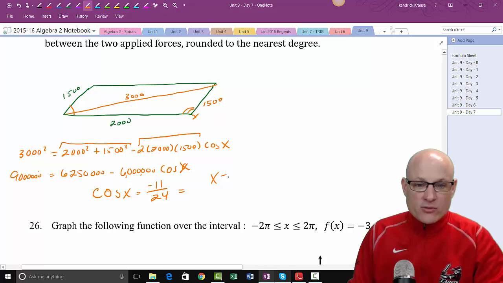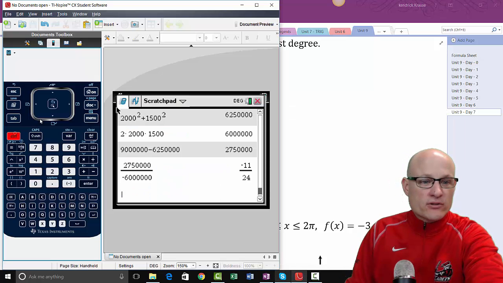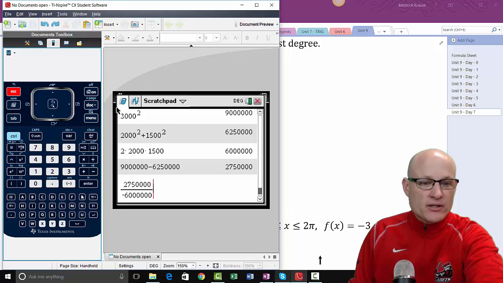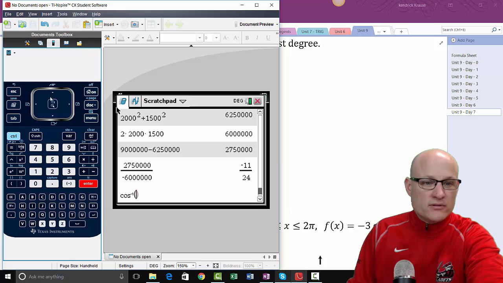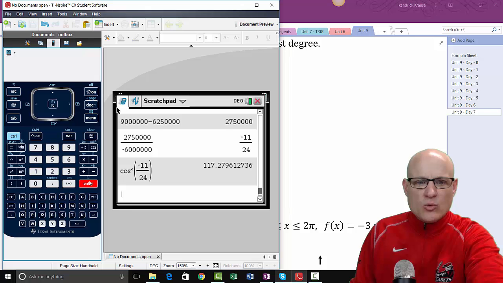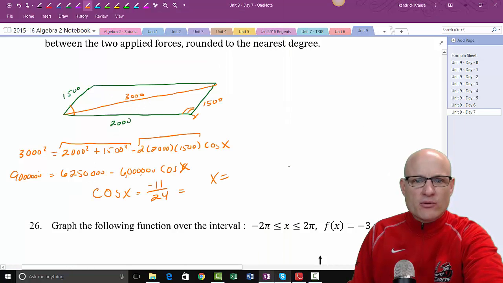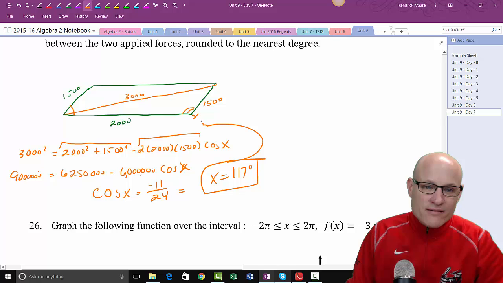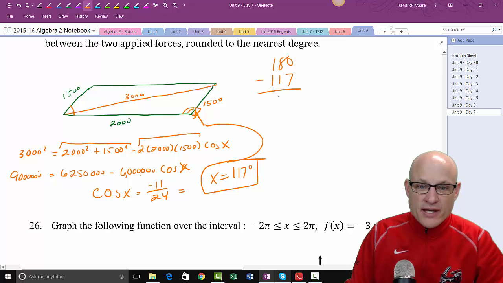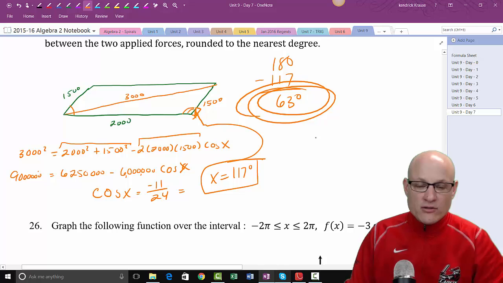So I'm going to get x equals, now we're going to do inverse. Why do I do that all the time? Enter. Inverse cosine of this. 117.279. What do we round to the nearest degree? 117 degrees. Now, that's this angle. I don't want this angle. I want the other one. So I have to take 180, subtract off 117, and I get 63 degrees.